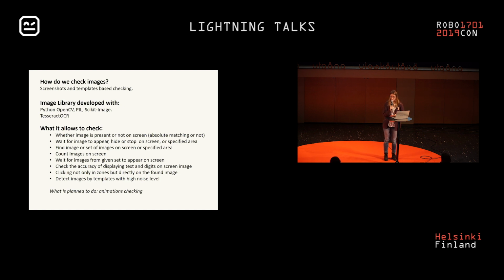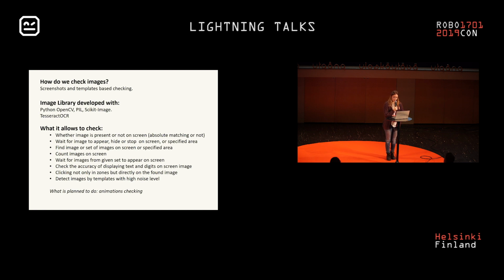So what does this library allow us to check? We can understand whether the image is present on the screen or not. We use absolute template matching or not, by adding a threshold value. We can wait for different images to appear, hide, or stop on the screen or the specified area which we specified by the coordinates. What does it mean for an image to stop? Some images appear sliding from above to the end of the desktop app screen, and so we must understand that the image stops moving, and check it.